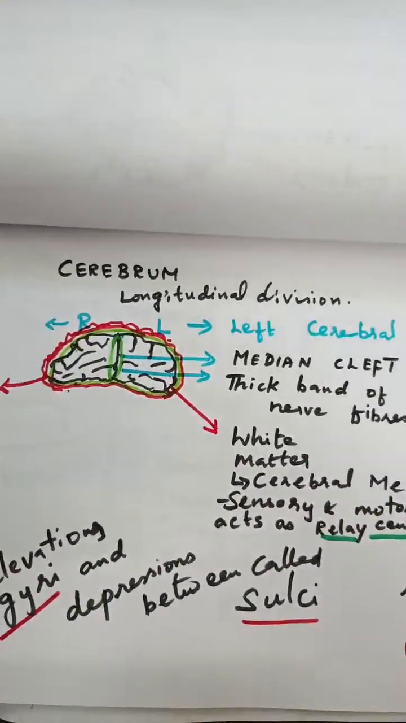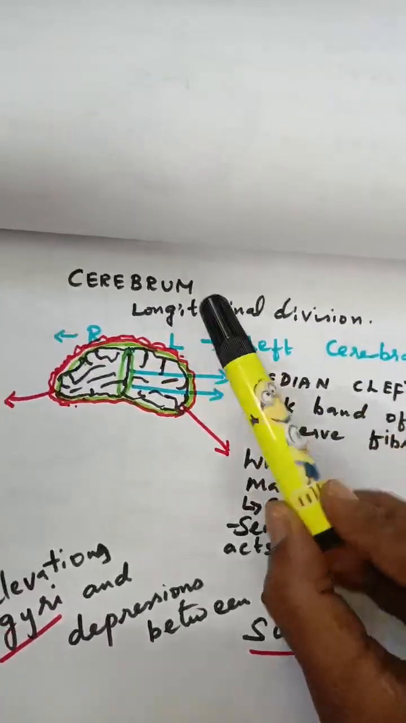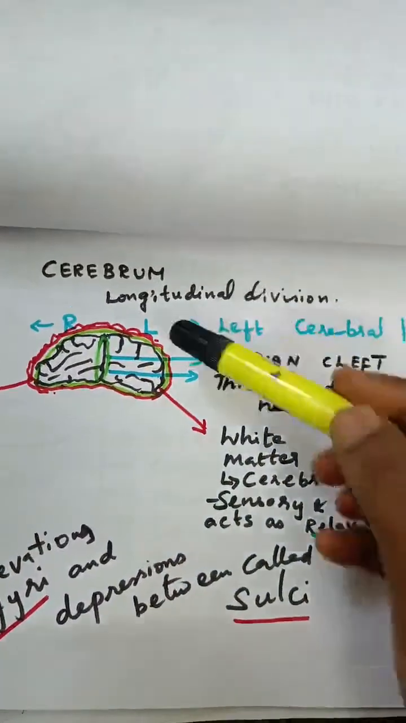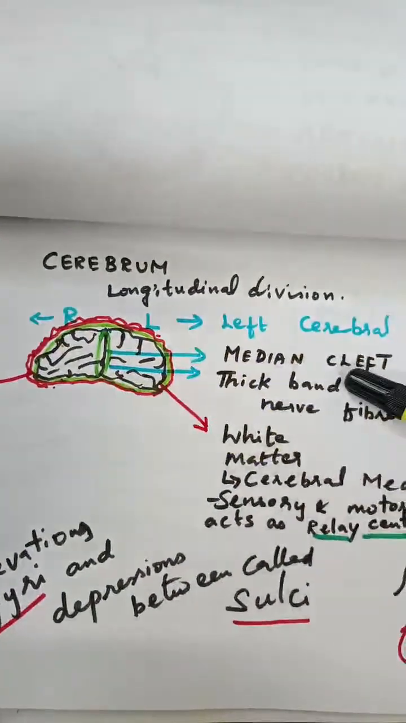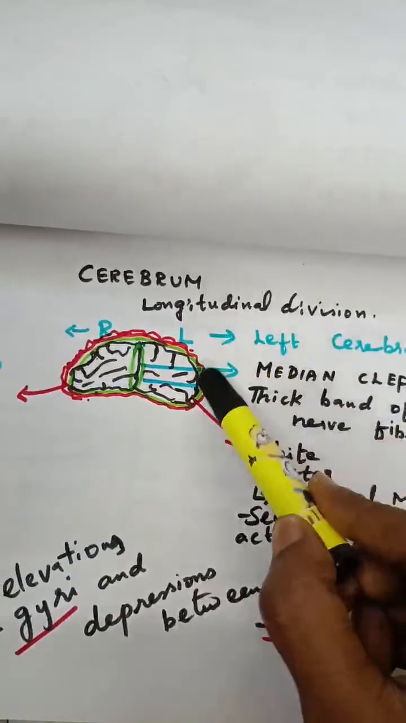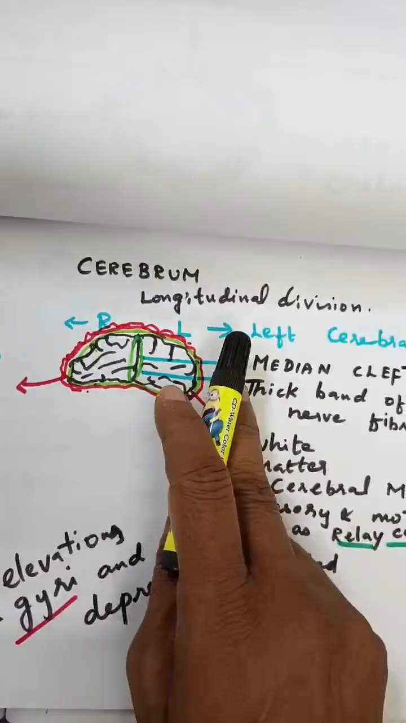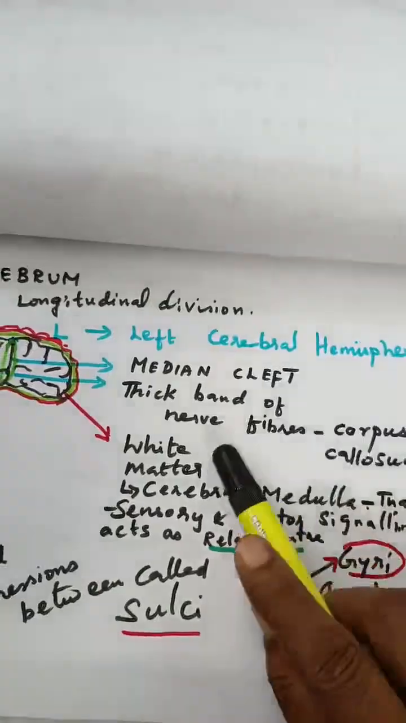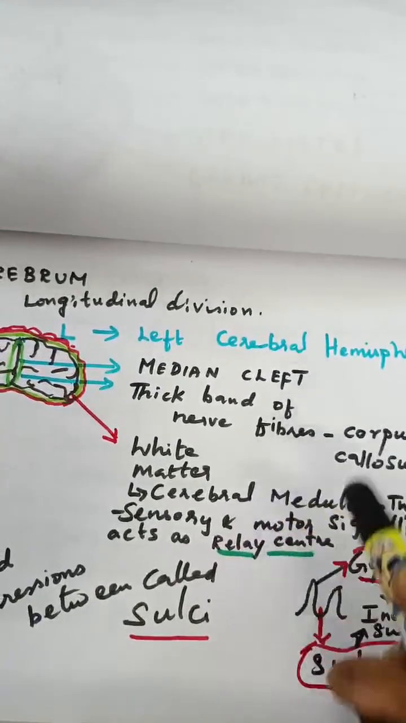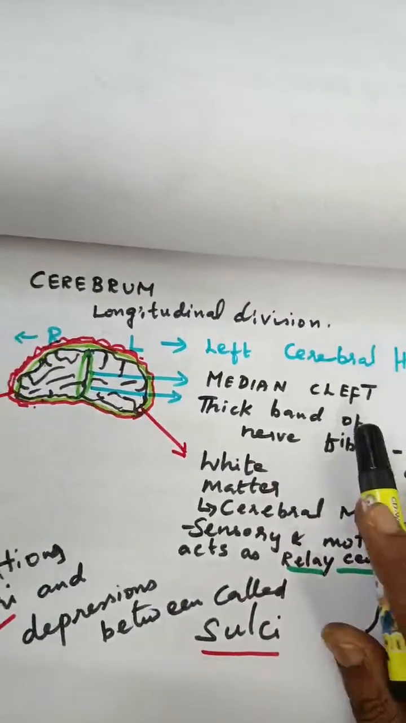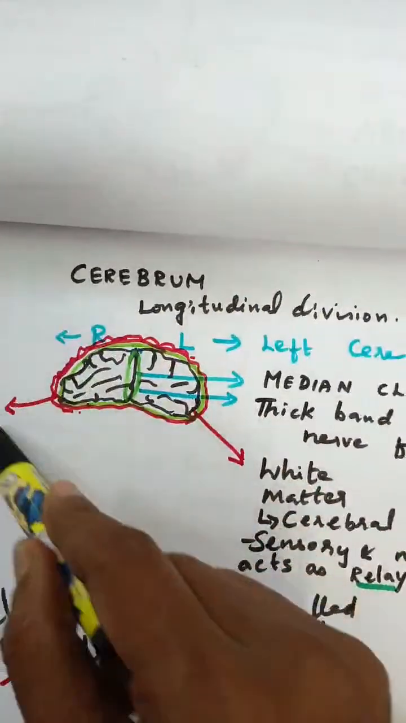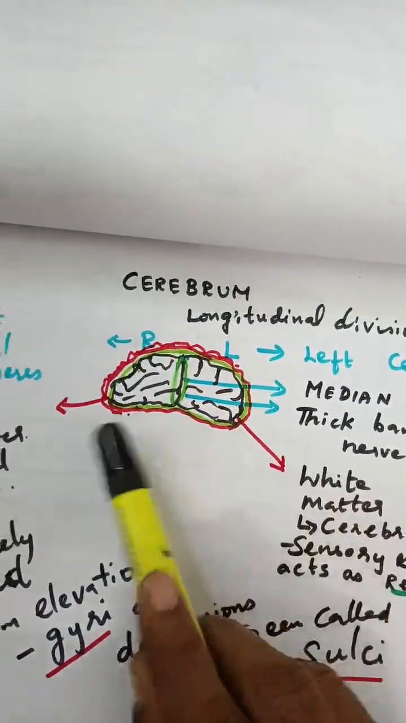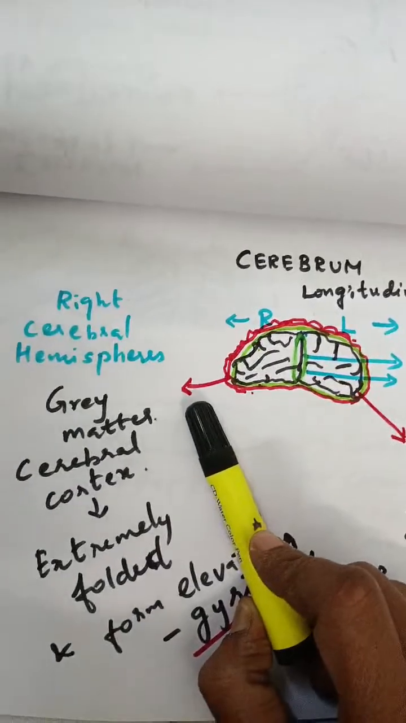Understood? So, the cerebrum has a longitudinal division into the right and left cerebral hemispheres, and a middle division known as the median cleft. The hemispheres are also connected by the corpus callosum, a thick band of nerve fibers. Is it clear? And the outermost part of the cerebrum is mainly covered with gray matter. What is the gray matter?